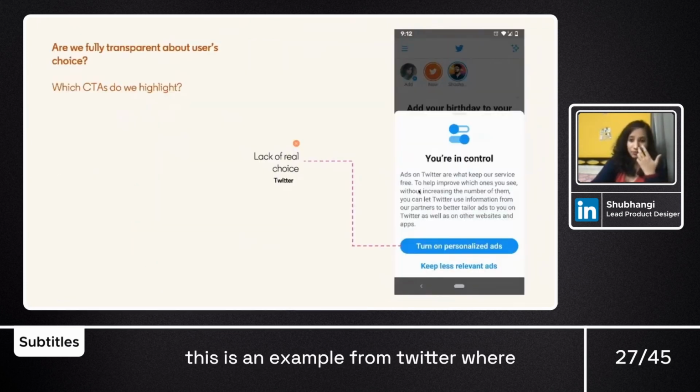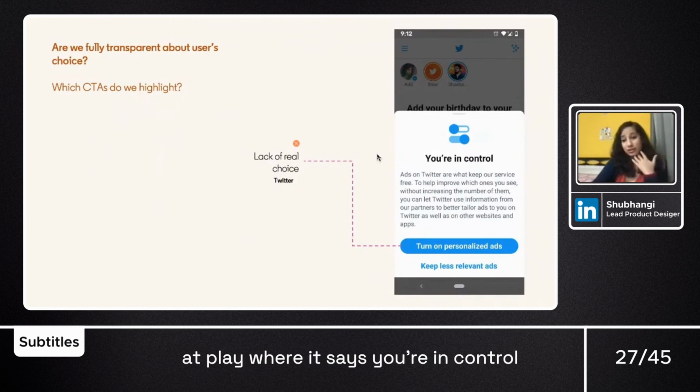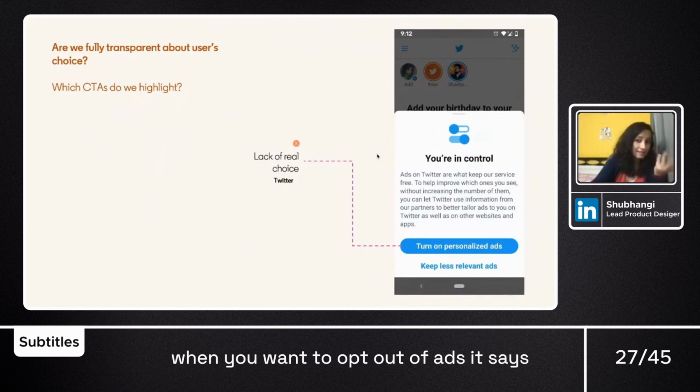This is an example from Twitter, where this is another kind of a dark pattern at play, where it says you're in control. When you want to opt out of ads, it says you're in control.